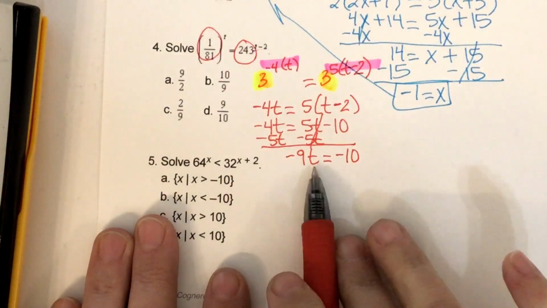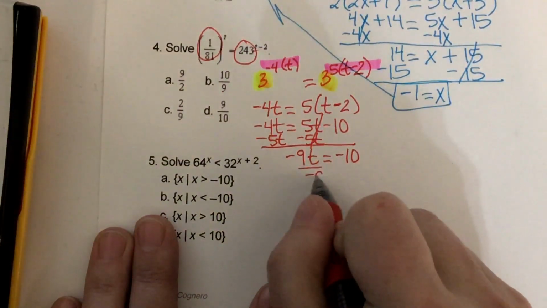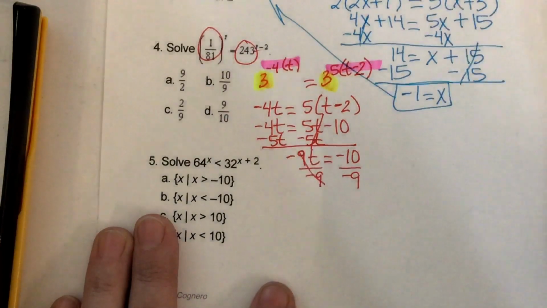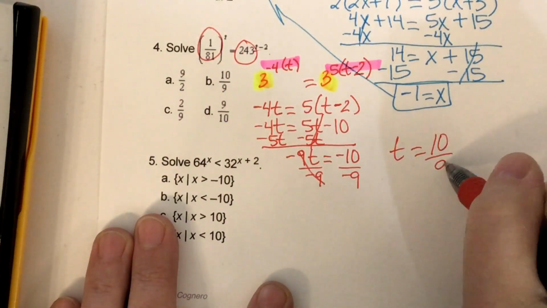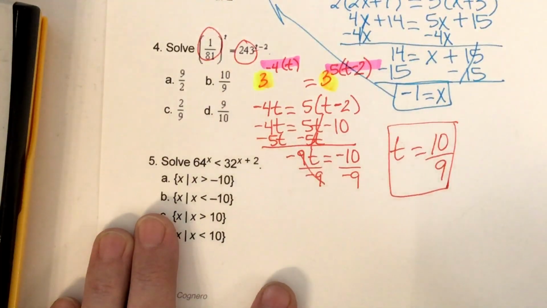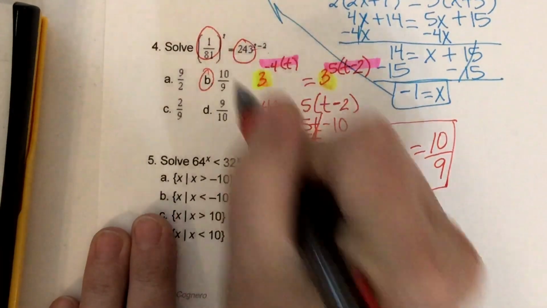And then to undo multiplication, I divide. So I divide both sides by negative 9. And a negative divided by a negative makes a positive. So it's a positive 10 ninths, which is answer choice B.